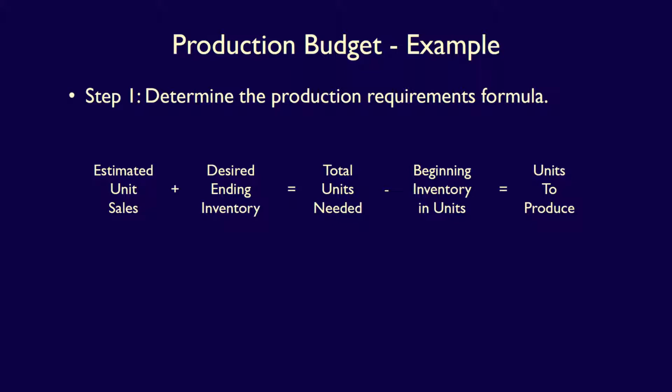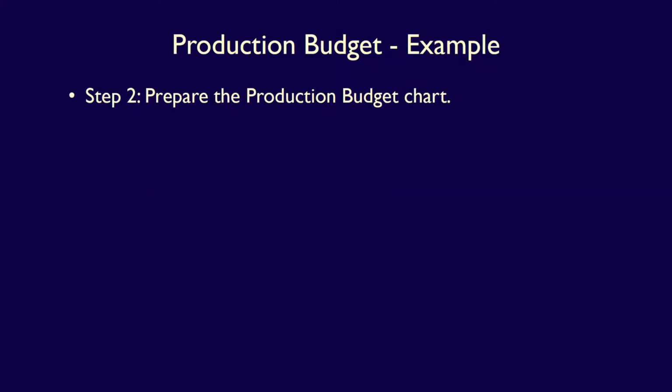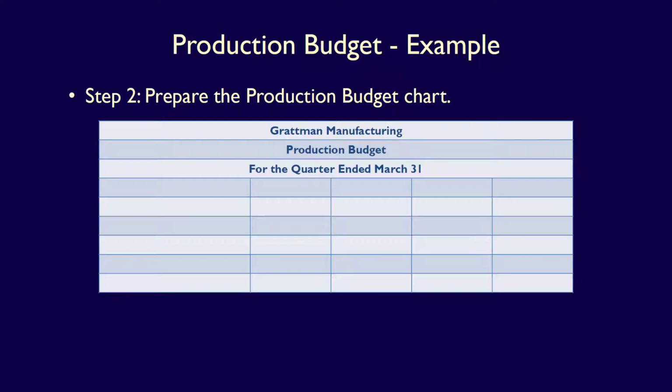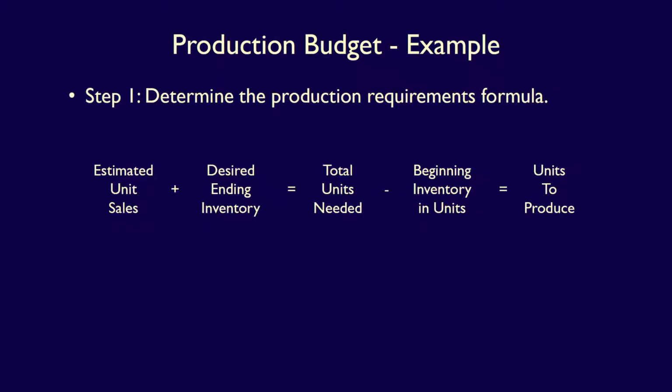Now that we have the formula to determine the level of production required, we can move on to step 2, which is to prepare the production budget chart. We'll start with the title, including the company name, Gratman Manufacturing, the name of the budget, production budget, and the date for the quarter ended March 31st. We then move on and add the necessary columns. Since we are completing the budget for the months and the quarter, we have 1 column for the description, 3 columns for the months, and 1 column for the quarter, a total of 5 columns. The headings are the description, each of the months, January, February, March, and finally the total column, which here is called first quarter. We can now use our formula from step 1.